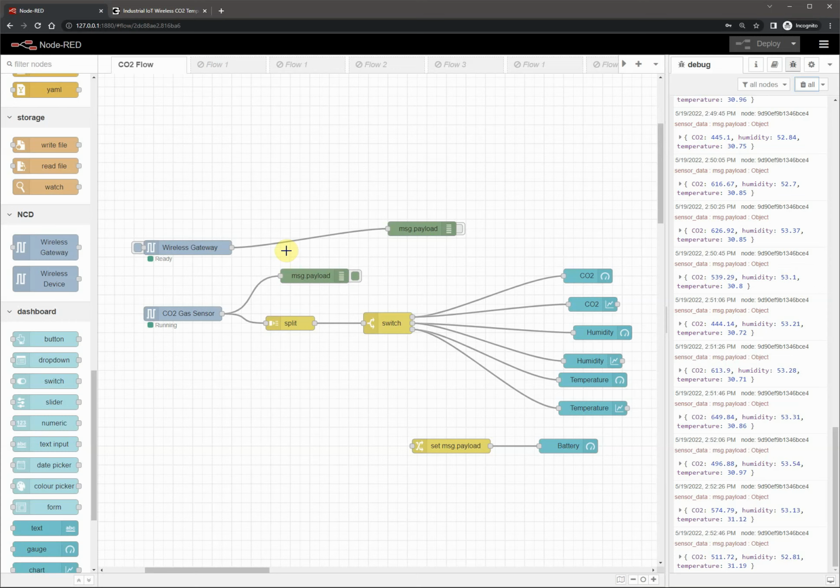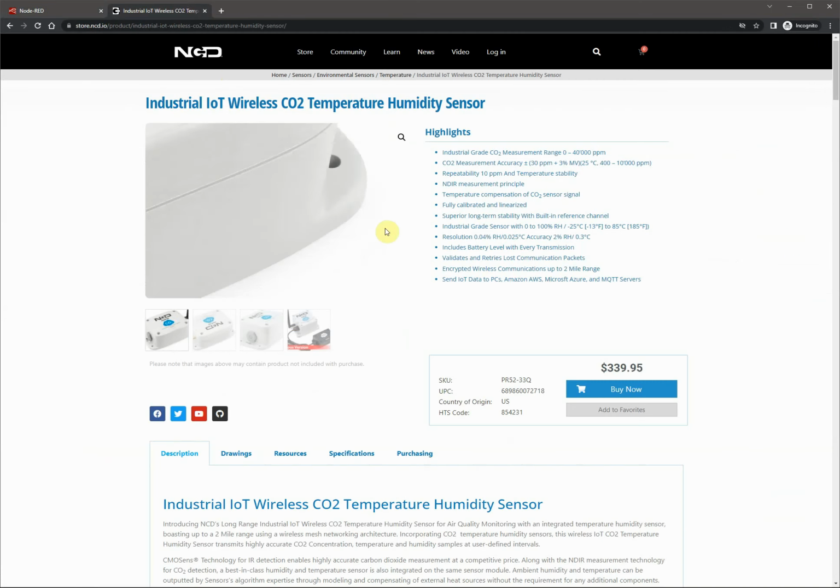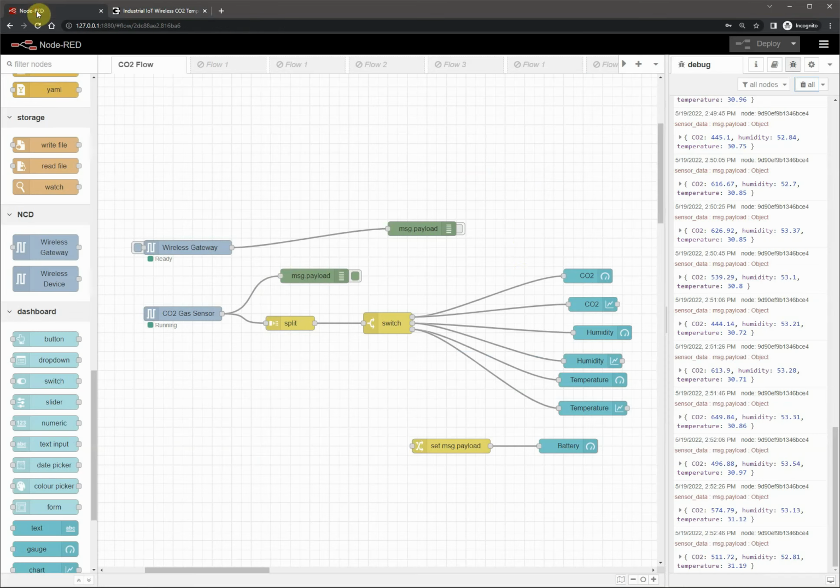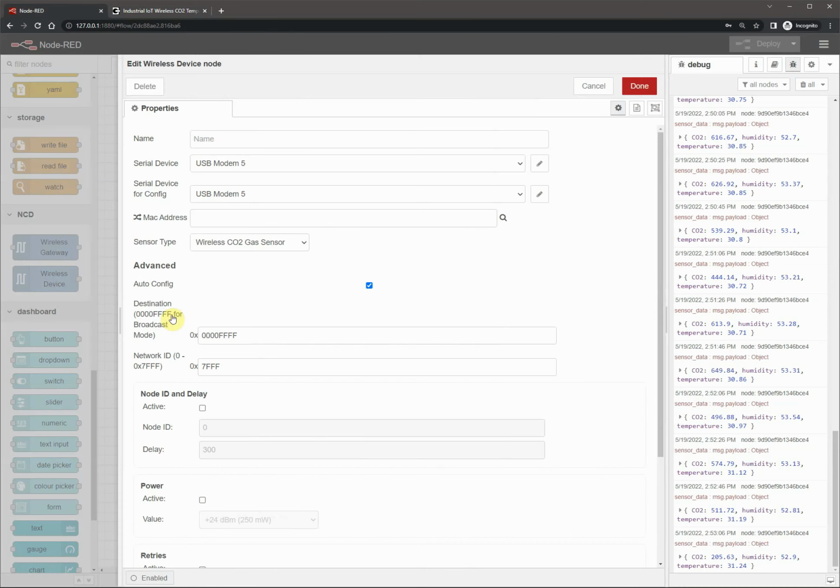Today we will learn about the NCD IO CO2 gas sensor. The sensor we will be talking about is this one. In this, we'll learn how you can configure the sensor settings. So you will need a flow like this one, which you can find on the ncd.io GitHub page, or you can build your own. Double click on the CO2 gas sensor.